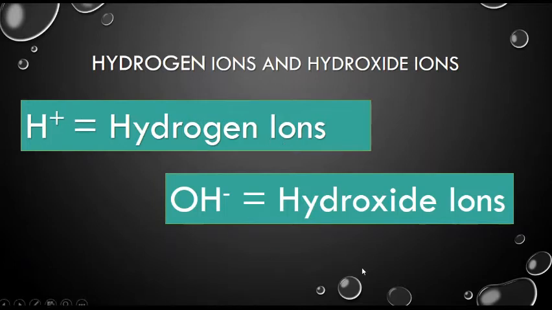The other important ion we need to know is called a hydroxide ion, and it is an oxygen and hydrogen bonded together for a molecule, and it's going to have a slightly negative charge because it has stolen an electron. So again, hydrogen ions are positive, hydroxide ions are negative.